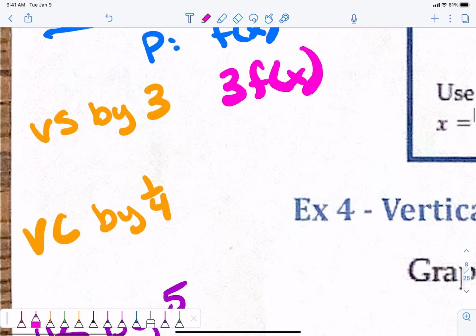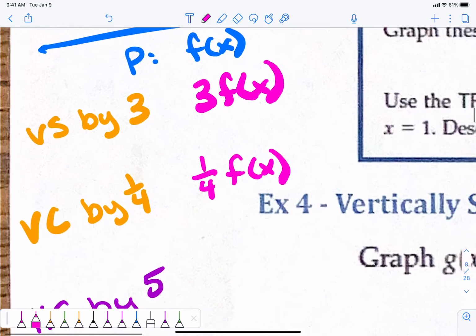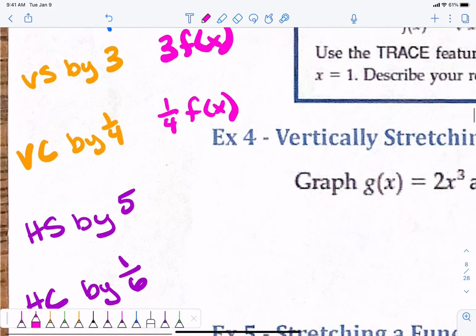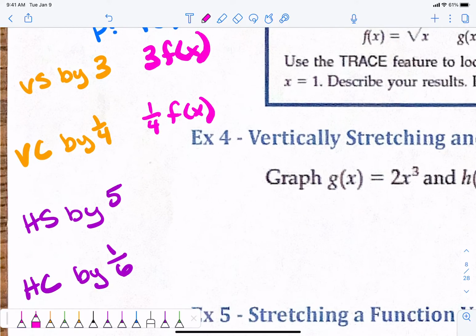Vertical compression by 1/4. What does that look like? 1/4 f of x. So whatever f of x is, you just multiply 1/4 out in the front of it. Okay? Horizontal stretch by 5. What's the difference there? You change it to be 1/5, but it also goes inside. So we're replacing the x with 1/5 x. That's what it looks like. That's a horizontal stretch by 5.